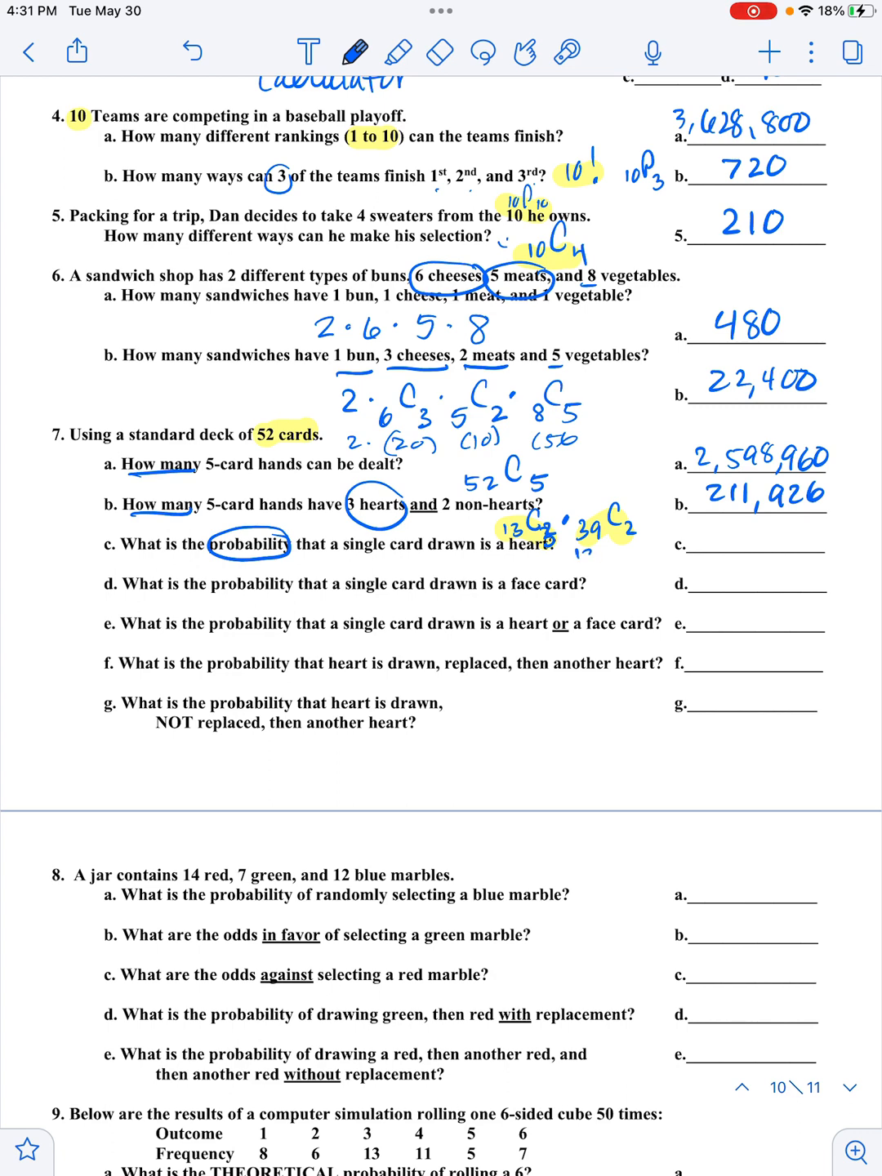Here we switch to probability, not just how many. Probability that a single card is a heart. Well, there are 13 hearts out of a total of 52, and you always want to reduce or write it as a decimal, so 1/4 or 0.25.